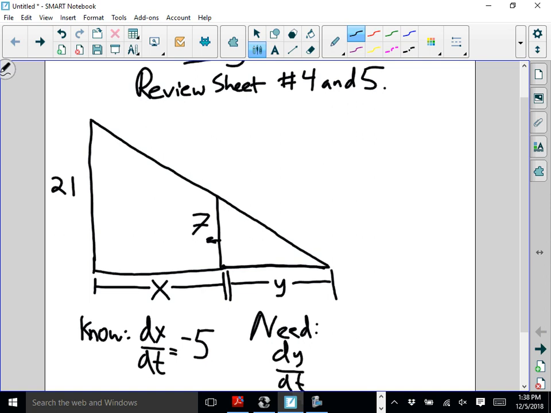Oftentimes our need is a rate of change, so make sure you write it as a derivative, right? I don't need y, I need dy/dt. Now I need an equation that relates these variables.